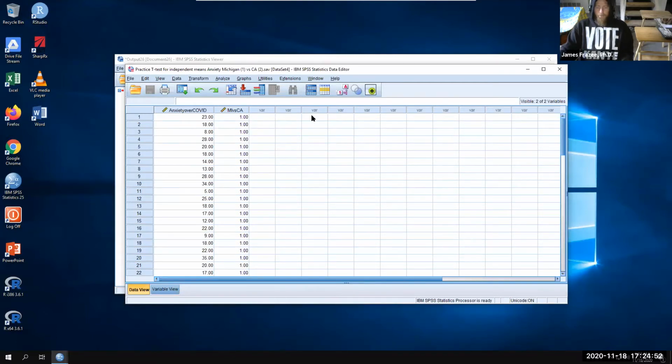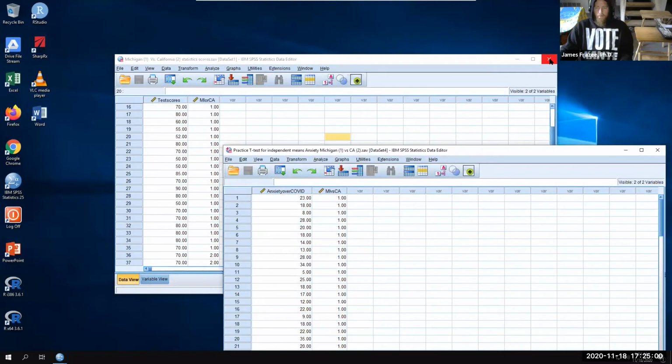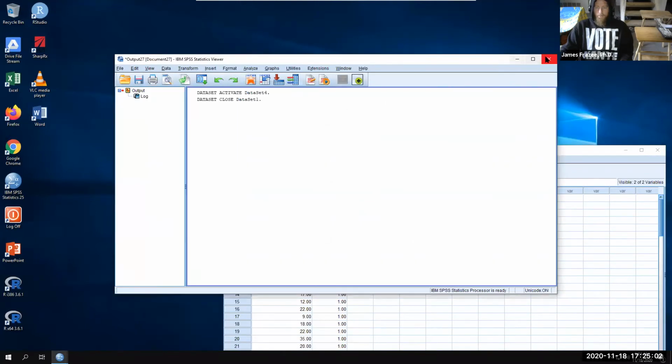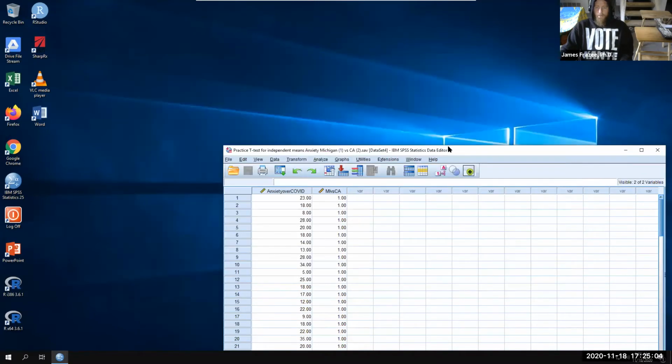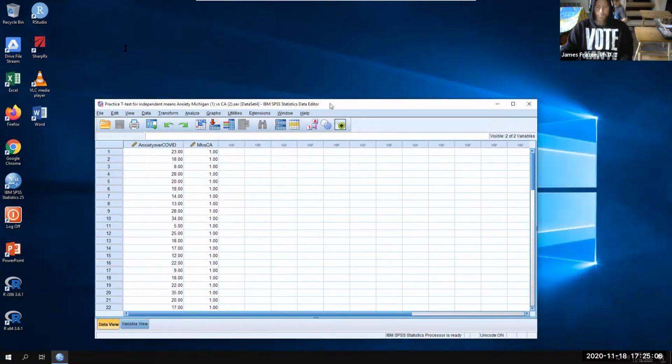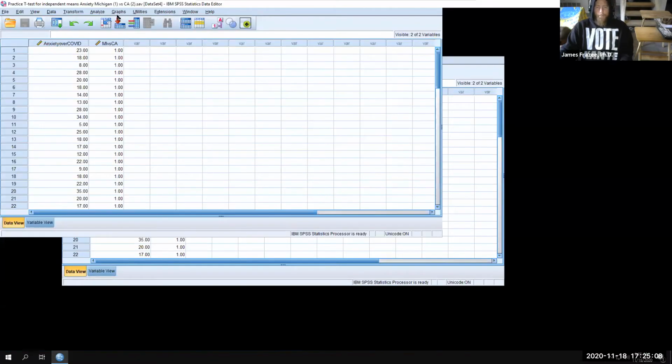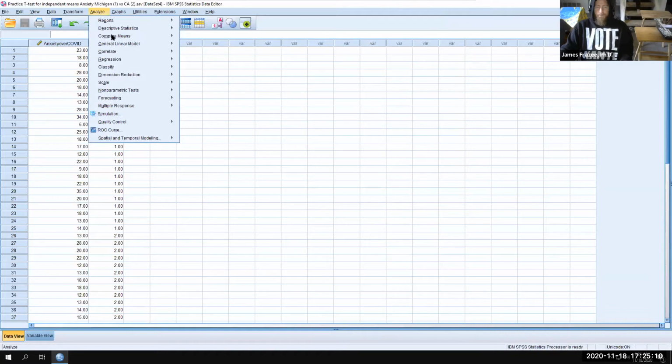Again, Michiganders versus Californians. And this is the one I wanted to close. No, I don't need that one. This is what happens when you get distracted. I have so many examples here, I don't know which one I'm focused on. Okay. Analyze. Compare means. Independent sample t-test.